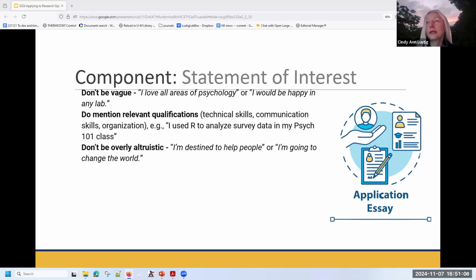Don't be overly altruistic. This kind of goes with don't be vague. "I'm destined to help people," or "I'm going to change the world." Again, this goes along with being specific about why this is the research that you're passionate about.